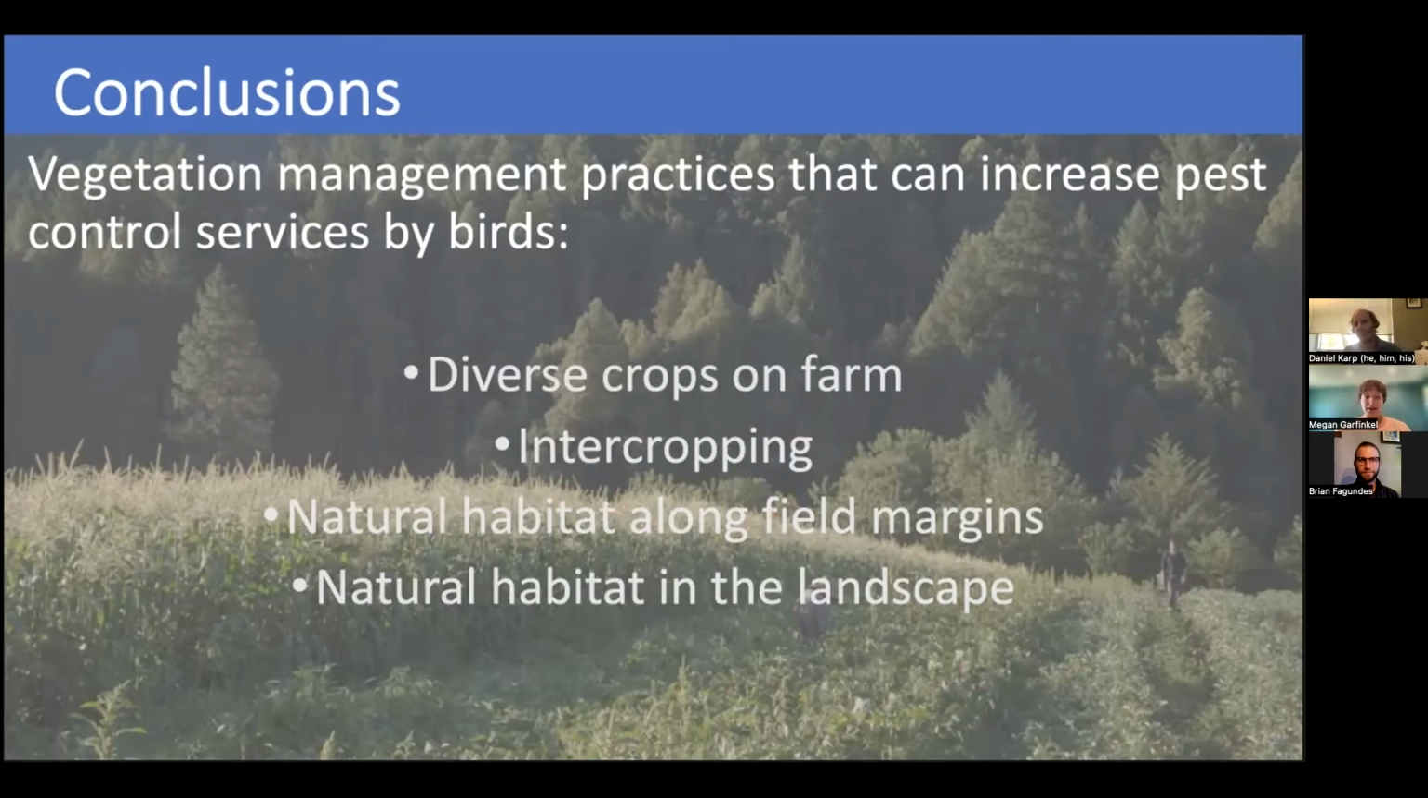But again, it's going to depend what type of crop you're growing to determine what's going to be the best habitat to have. So if you've got lower growing vegetables or something like that, you might want to have shrubby field margins to help attract some of those birds that are going to eat pests in your vegetable fields. And then generally, although not always, we see that increasing natural habitat in the landscape is going to give us increased pest control services by birds.